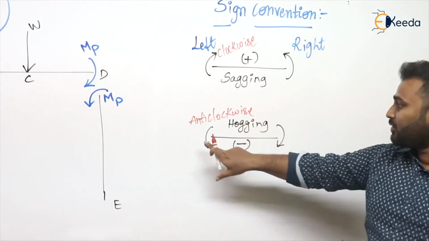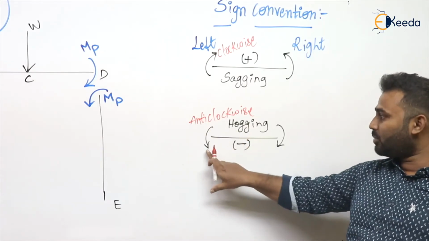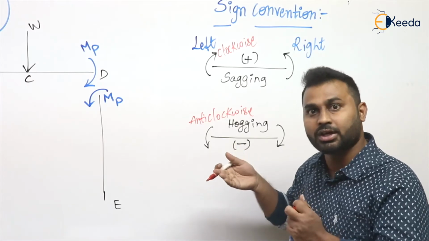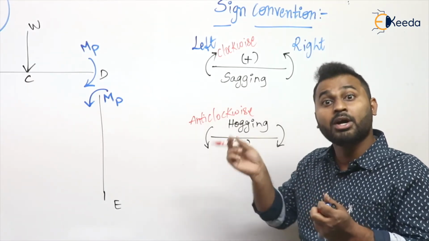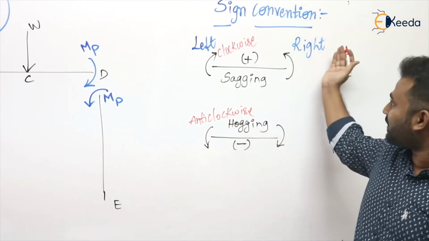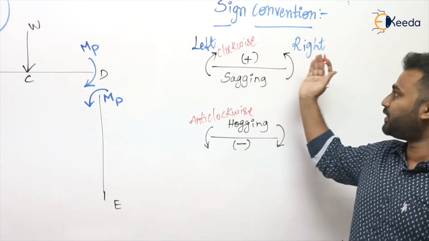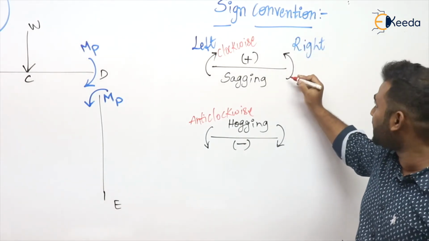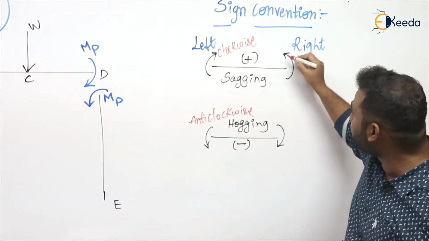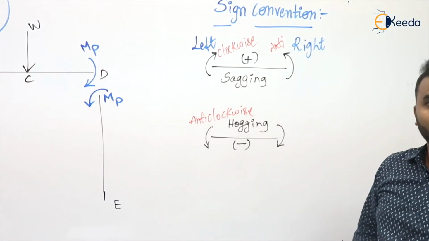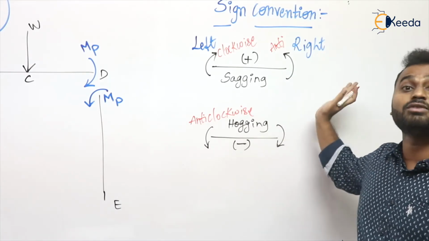In the same way, whenever we are considering from the left, if the moment direction is anti-clockwise, then it tries to hog the structure. Therefore, in drawing the bending moment diagram, we represent that bending moment as negative. If we consider from the right, it is just the opposite case. Here the direction of the moment is anti-clockwise, right? Similarly here, anti-clockwise, right? But it is still positive when we are considering from the right.